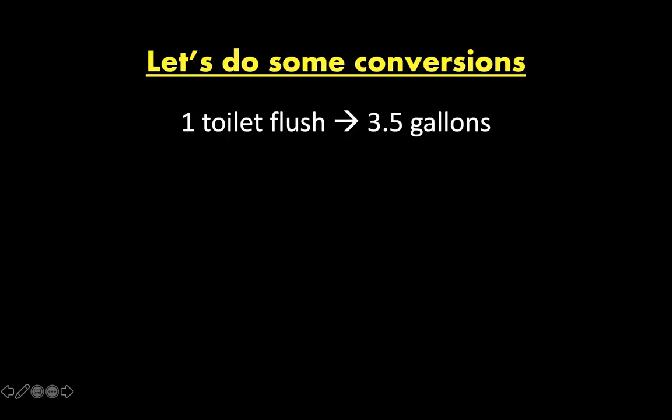So, every time you flush the toilet, you used about 3.5 gallons of water. So go ahead and tally how many times you flush the toilet and then multiply that by 3.5. And it will tell you how many gallons you used just flushing the toilet over this weekend.